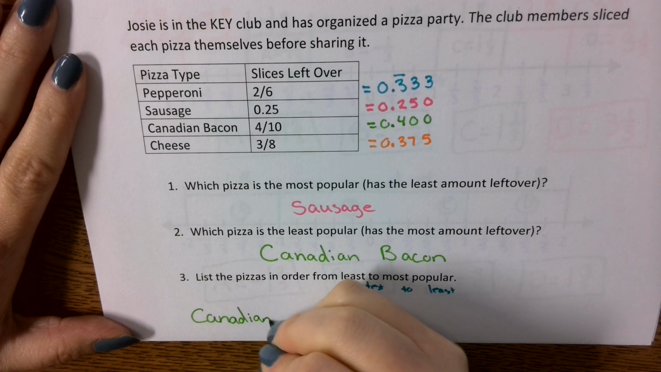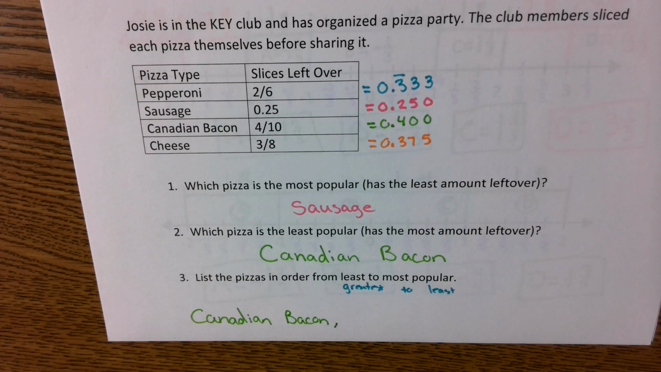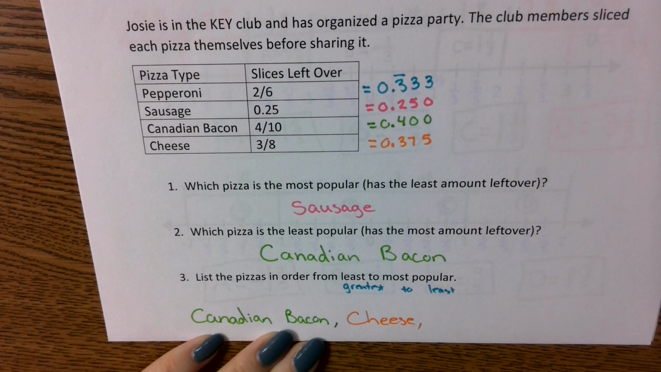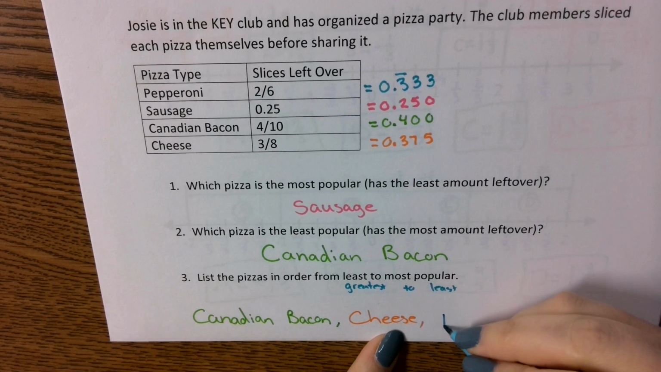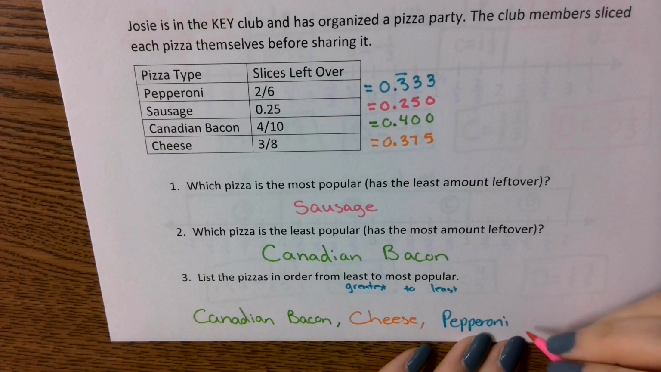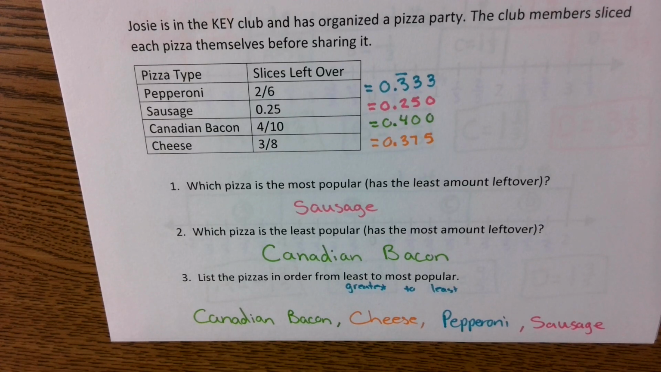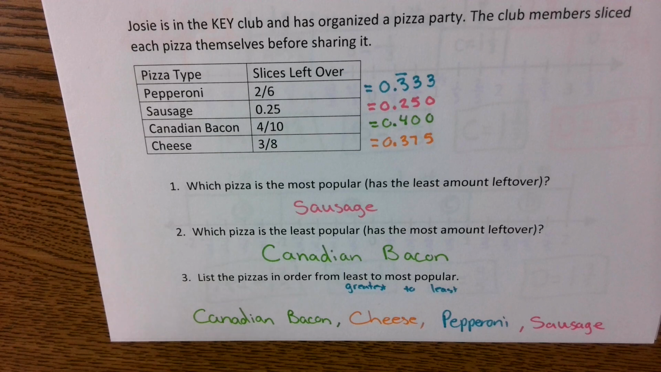Wait, can I see the other one? Quiet. Canadian bacon. Okay, then it goes to cheese. Good. Cheese would be the next one. Then pepperoni, and then sausage. Good. All right, so we have Canadian bacon, cheese, then pepperoni, and then our sausage. Okay, so there's our order from least popular to most popular, or greatest number of slices left over to least number of slices left over.